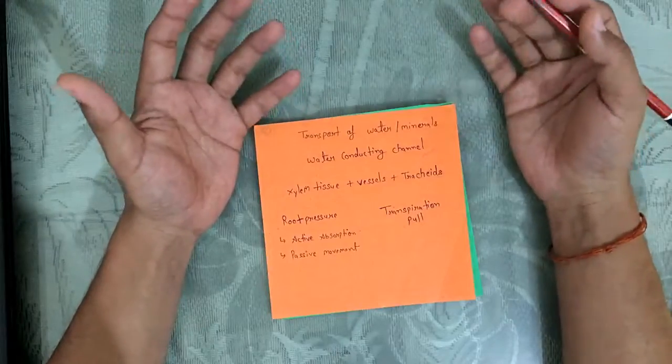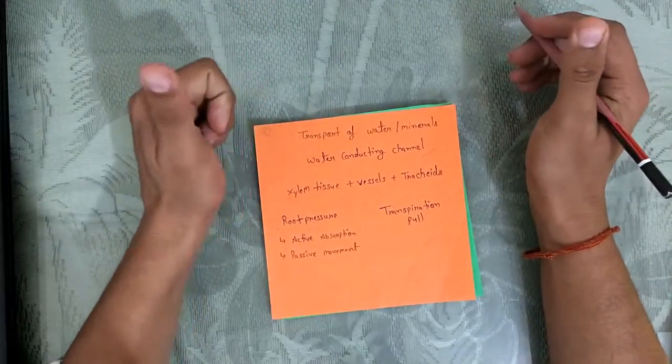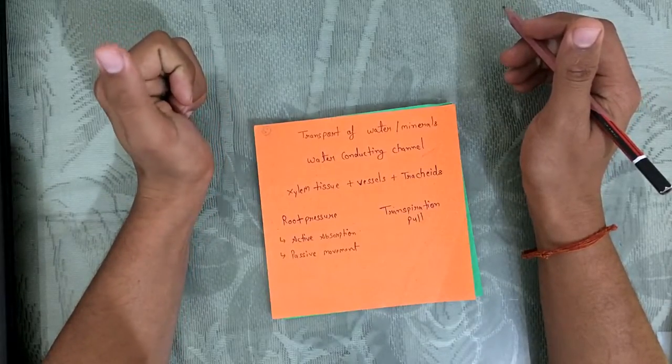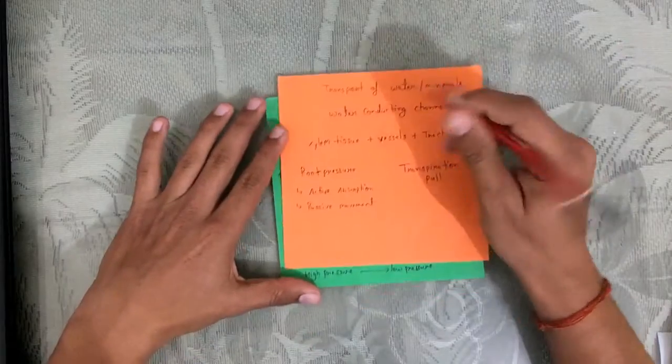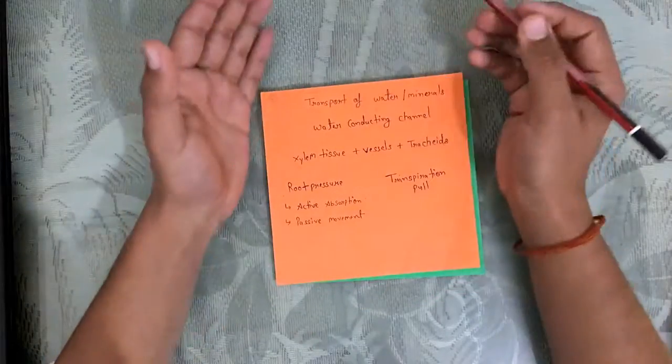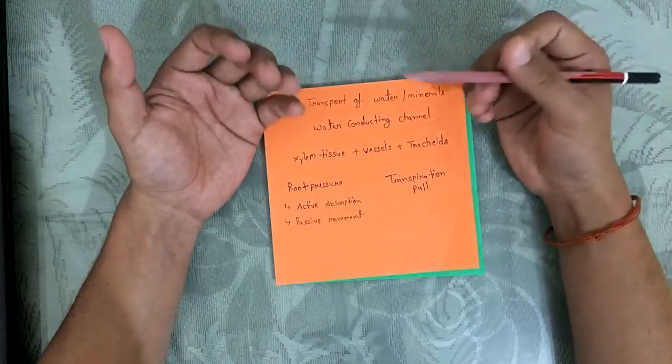Actually, the absorption of water takes place due to two different processes. First one is due to the generation of root pressure, and we'll discuss that, and second one is transpiration pull. Root pressure, actually it is also divided into two. First one is active absorption, and second one is passive movement or passive absorption.